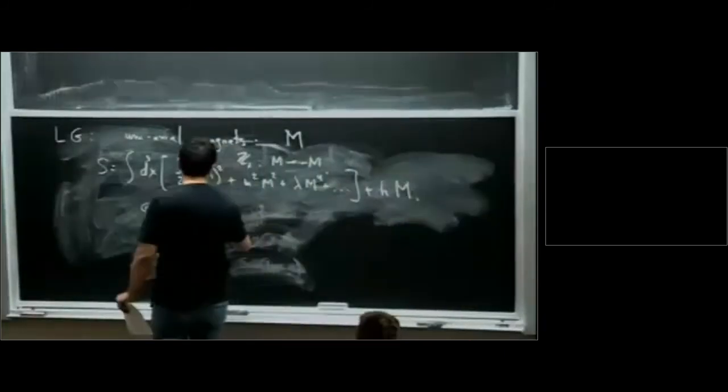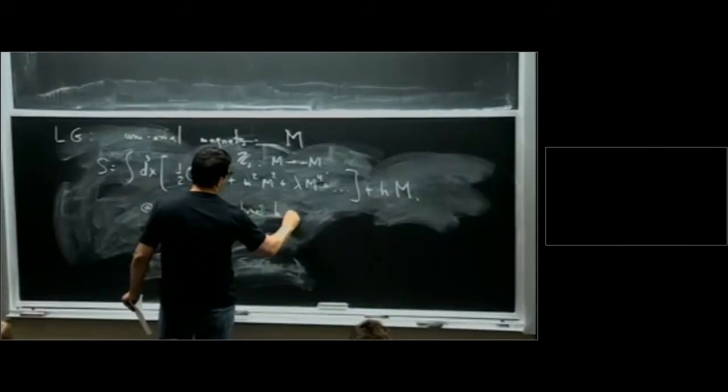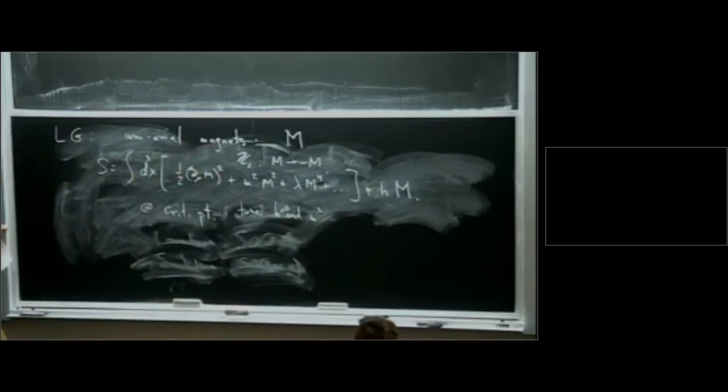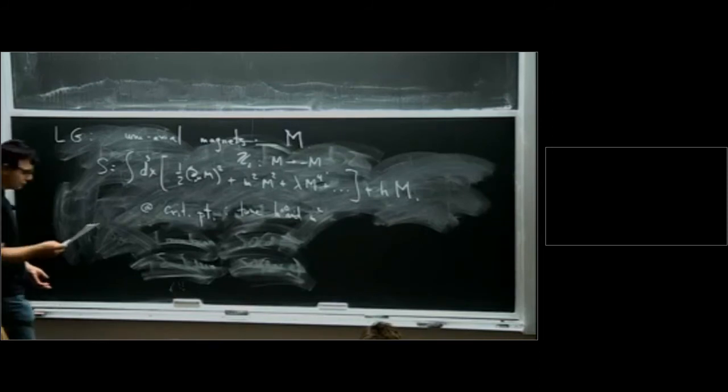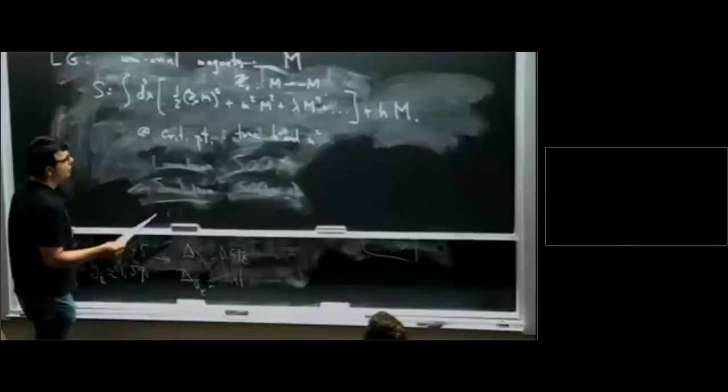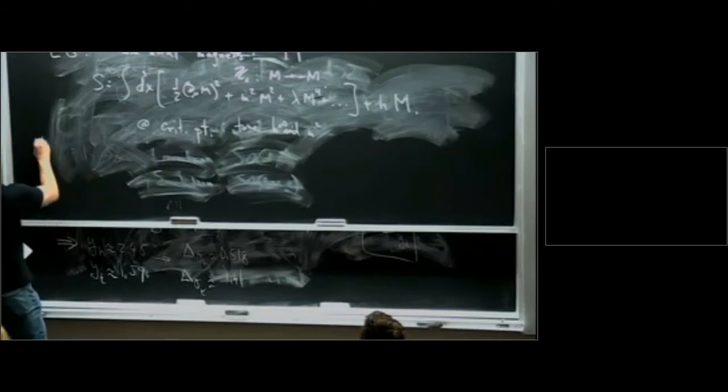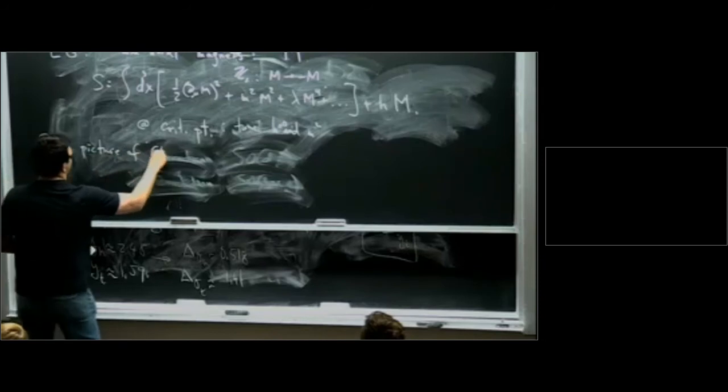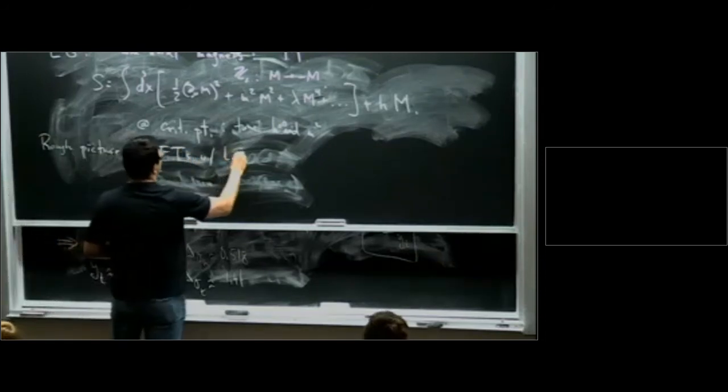Okay? So for the critical point, we have to tune H and M squared. So tune H to 0 and tune M squared. As we change M squared, at some point we're going to have a critical point. Okay? So the way you should think about this action is as follows. So this is the rough picture of CFTs with Lagrangians.